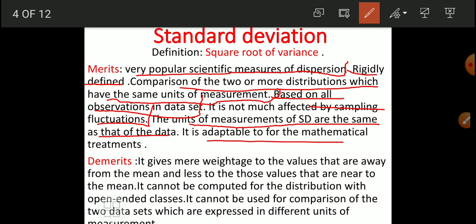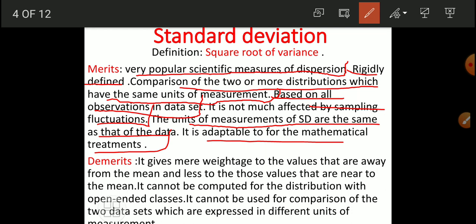It is adaptable for mathematical treatment, in the sense that once we have calculated the standard deviation, further processing is possible. That is not possible in the case of mean deviation, as we have seen; that is a demerit of a mean deviation, already we have studied. But in the case of standard deviation, the calculated value can be further analyzed, and we can make detailed conclusions by further processing the standard deviation.